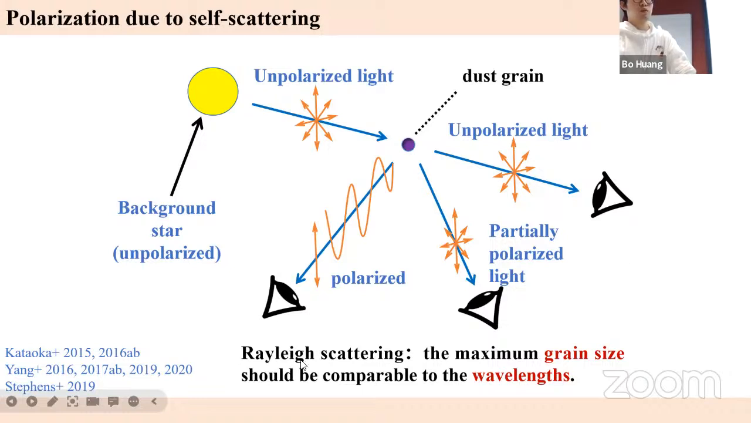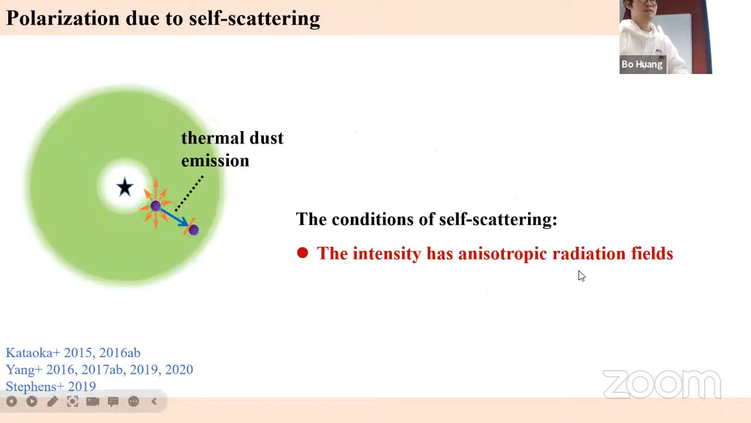This is called Rayleigh scattering. The condition is that the maximum grain size should be comparable to the wavelength. And in a disk, the scattering doesn't come from the star, because the wavelength we observe is sub-millimeter or millimeter.